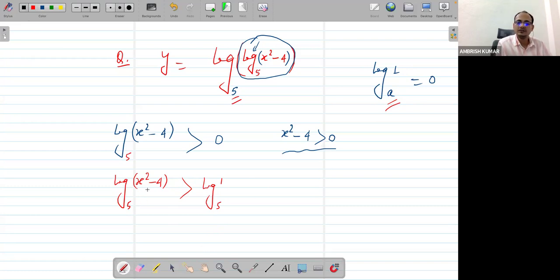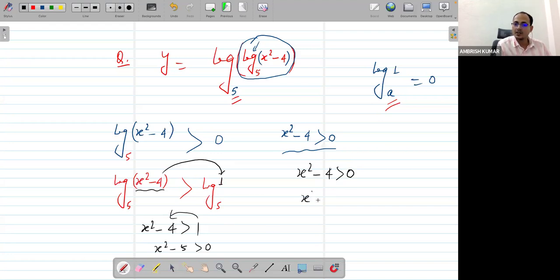Now we can remove the log because we have log on both the sides. So directly we can compare the arguments. We can say x square minus 4 will be greater than what? 1. So you get x square minus 4 greater than 1, and then you have to solve for x square minus 4 greater than 0. 1 you can take on this side. So you get x square minus 5 greater than 0, and x square minus 4 greater than 0.